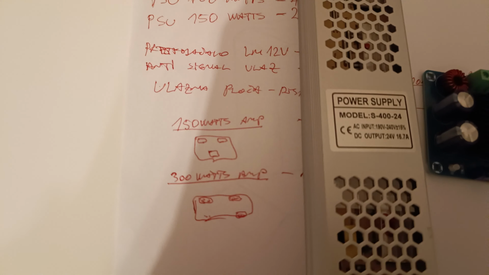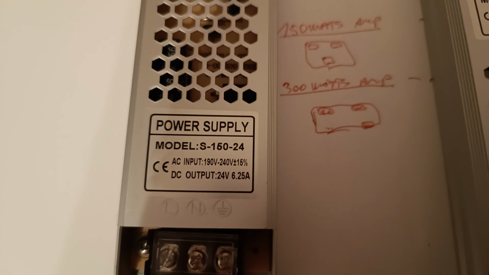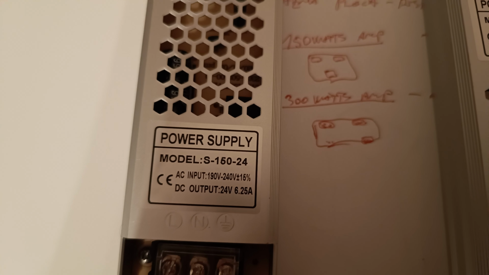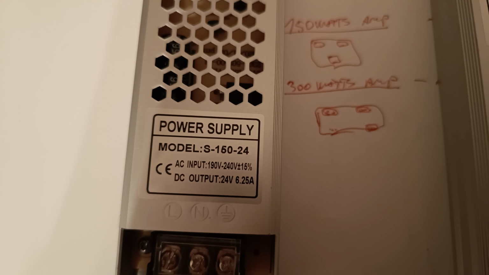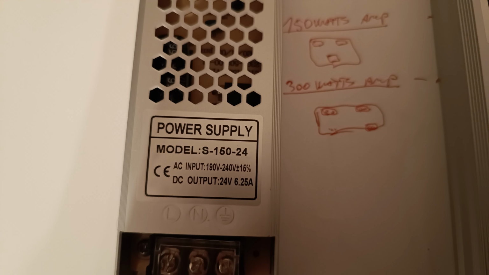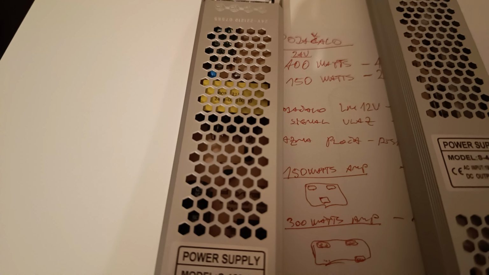Okay, let's take the smaller power supply. This is a power supply, 450 watts at 24 volts, 6.25 amperes. AC input voltage is 220 volts. Okay, this power supply is used for this board.